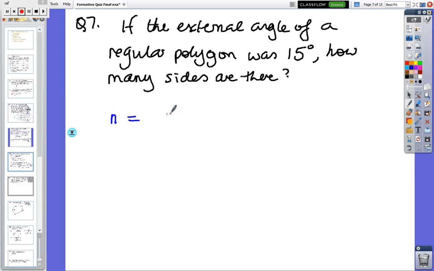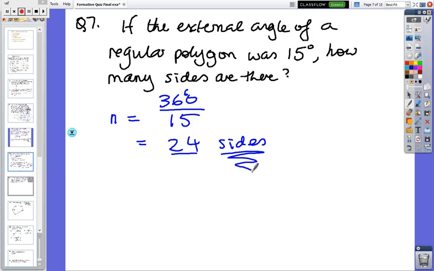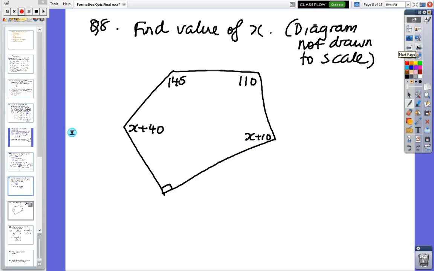So the number of sides is 360 divided by the external angle. And again, I haven't got my calculator with me, so 15 into 30 goes twice, 6 left over, 24, so it's got 24 sides. Okay, so you should have one of those in your cheat sheet. They're pretty straightforward. Okay, next one, find the value of x, diagram not drawn to scale. Okay, so we just check how many sides it's got. Have a go. When you're ready, come back.